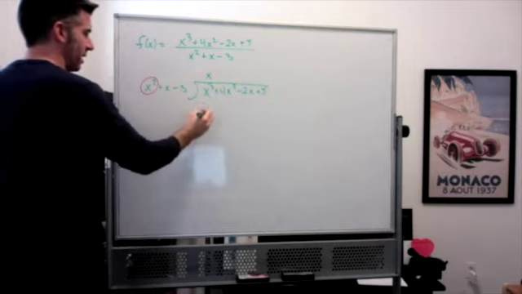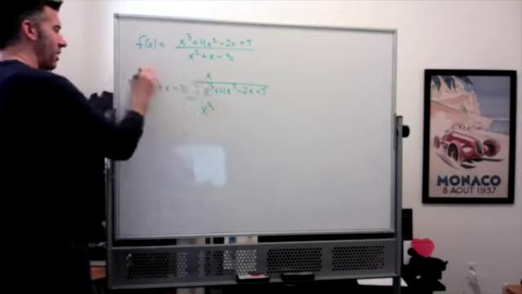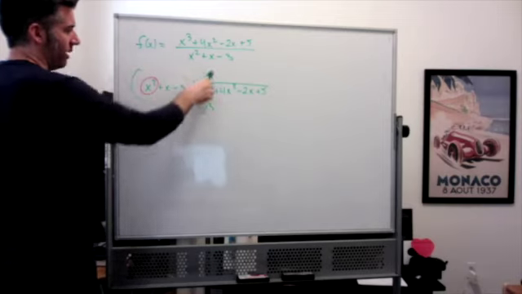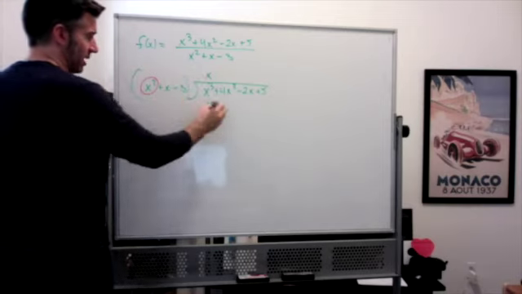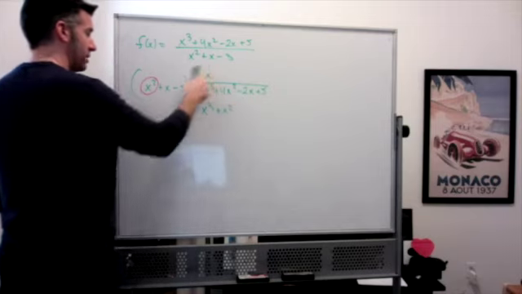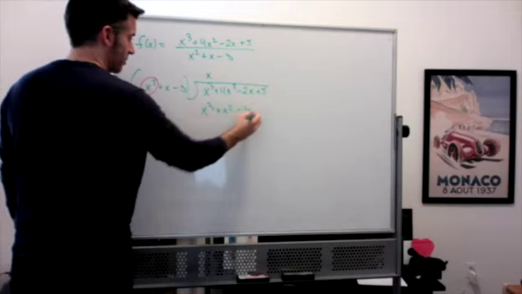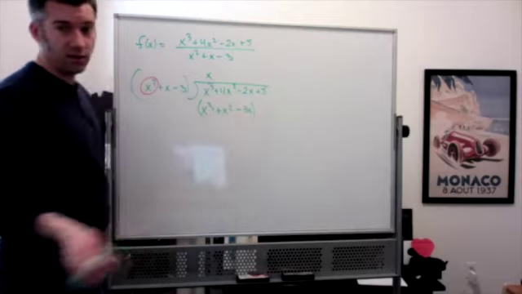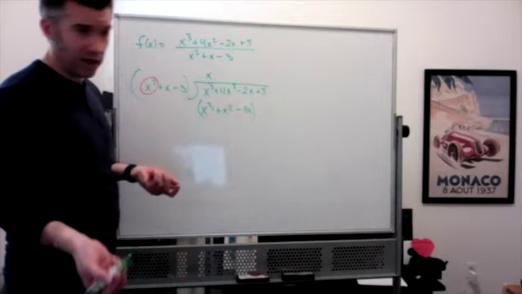x times x squared is x cubed. We have to multiply x by all of this. So x times x squared is x cubed, and then x times x is x squared. And then x times -3 is minus 3x. And then just like with division, after you do this part, then you subtract.